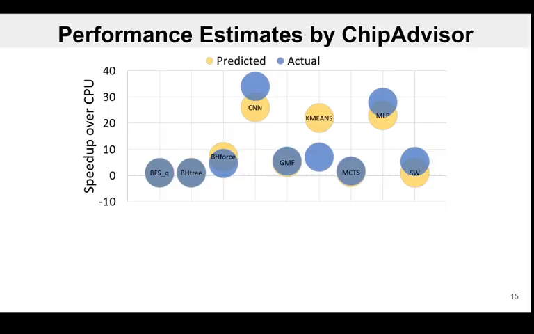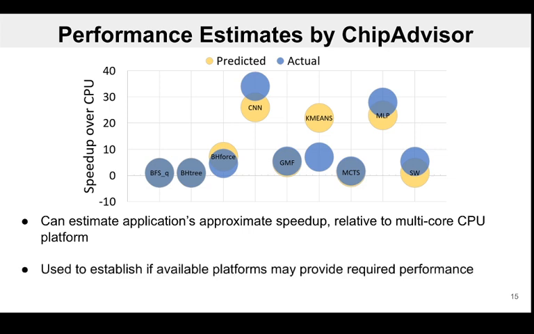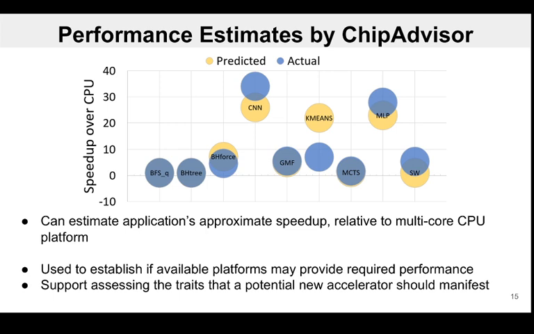Other than predicting the best platform, our model can give an estimate of performance relative to CPU. As seen on the graph, most of the circles overlap, and the greater the overlap, the greater the accuracy, which shows that we can estimate performance with a certain error margin. In the future, we will also be working on improving the accuracy of the estimated performance.